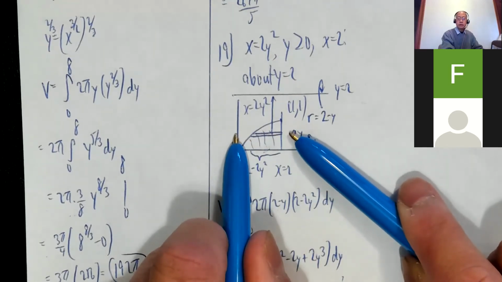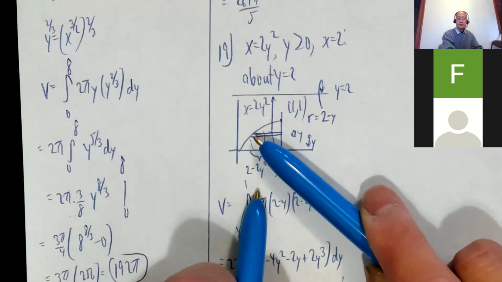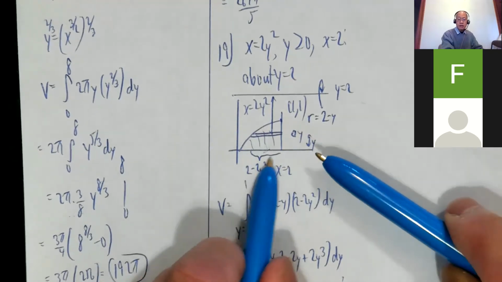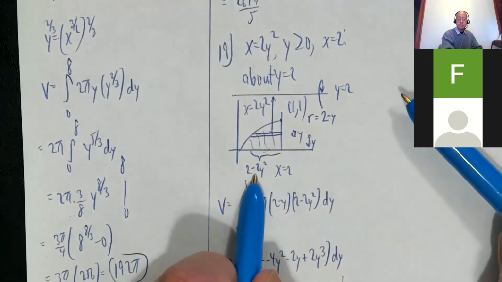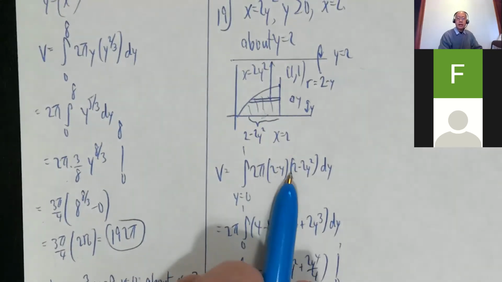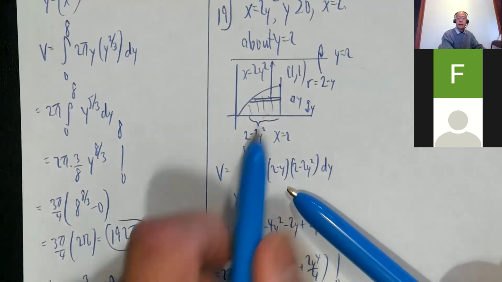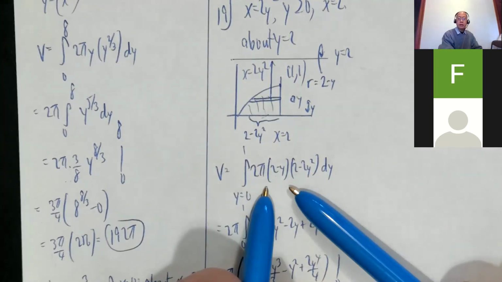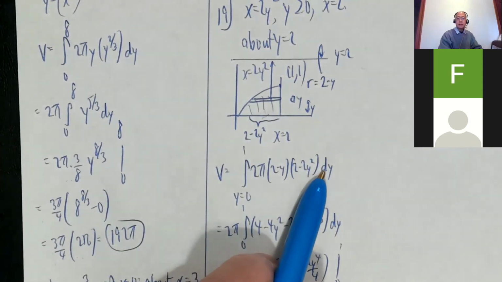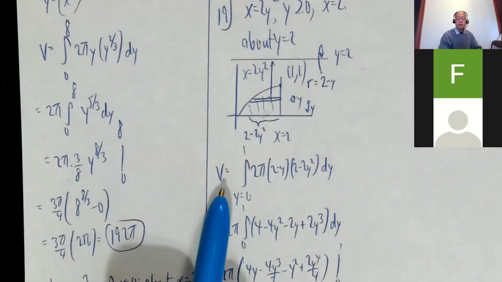This whole distance here is 2. This distance here to here, it's x, like 2y squared. So the distance from here to here is 2 minus 2y squared. So circumference times height times thickness. Circumference, 2 pi r. 2 pi r is 2 minus y. Height, 2 minus 2y squared. Thickness, dy. And let's see, y is going from 0 to 1.